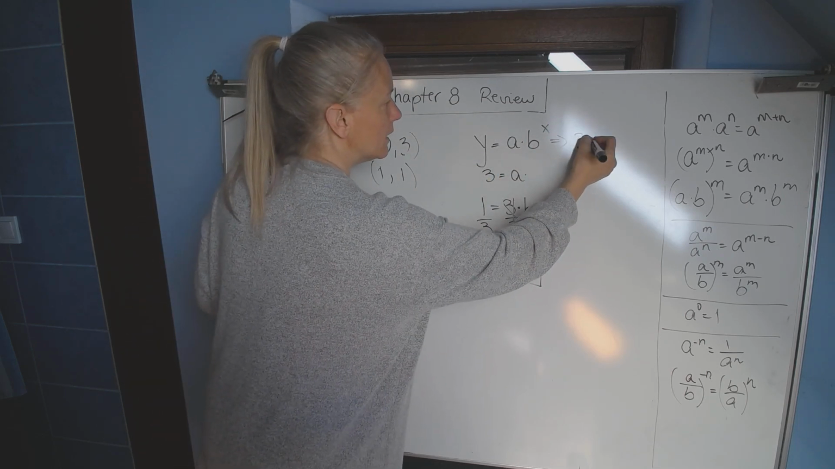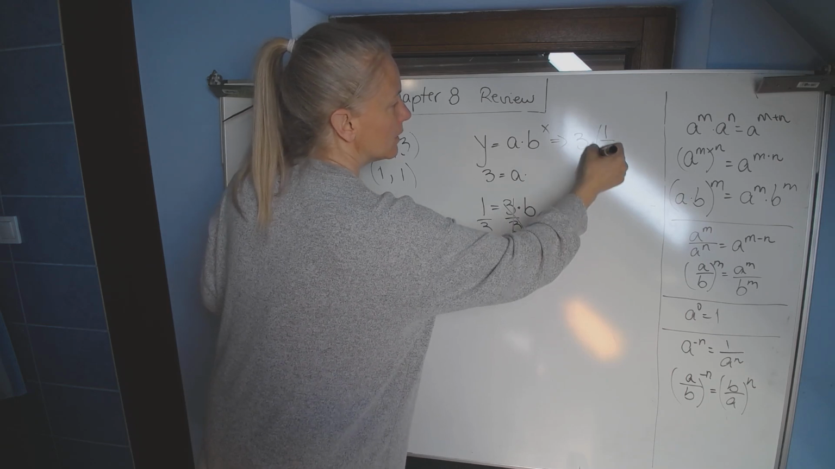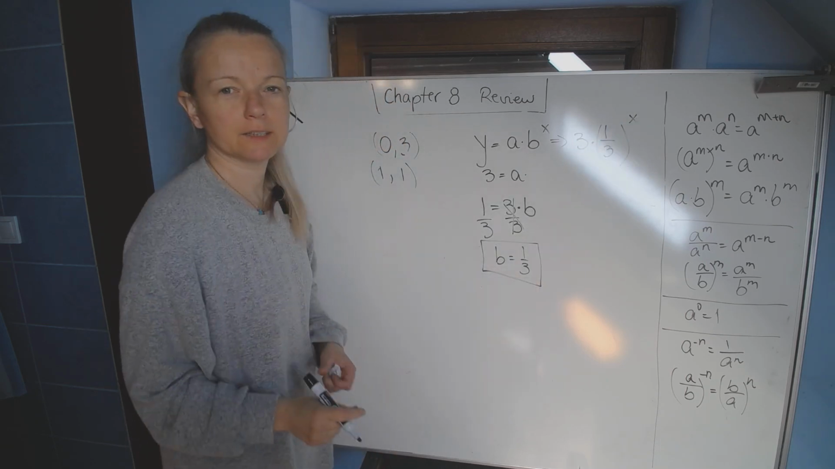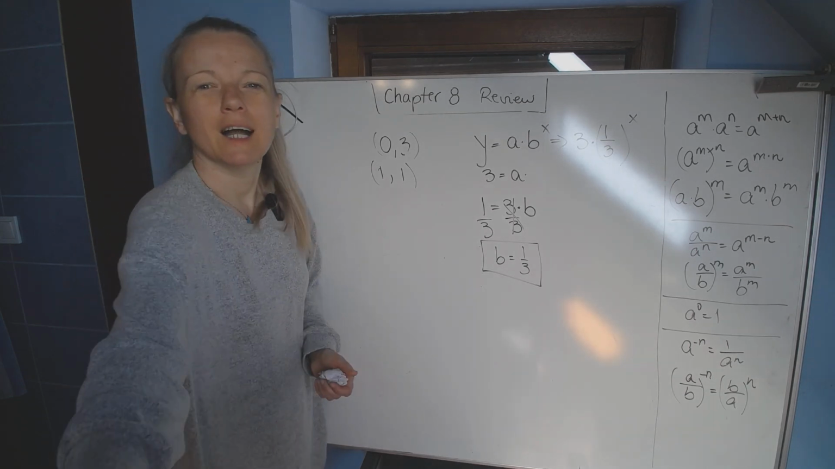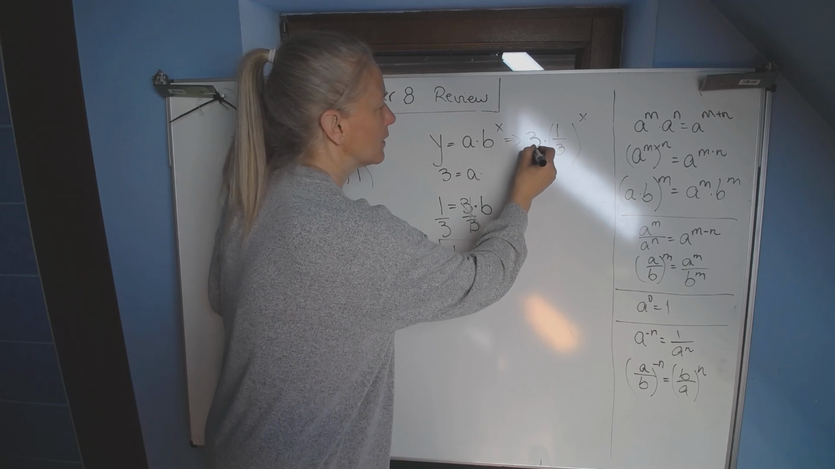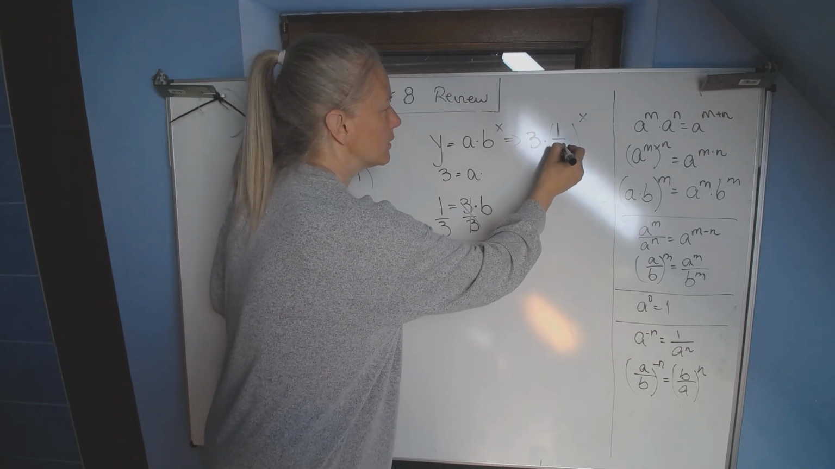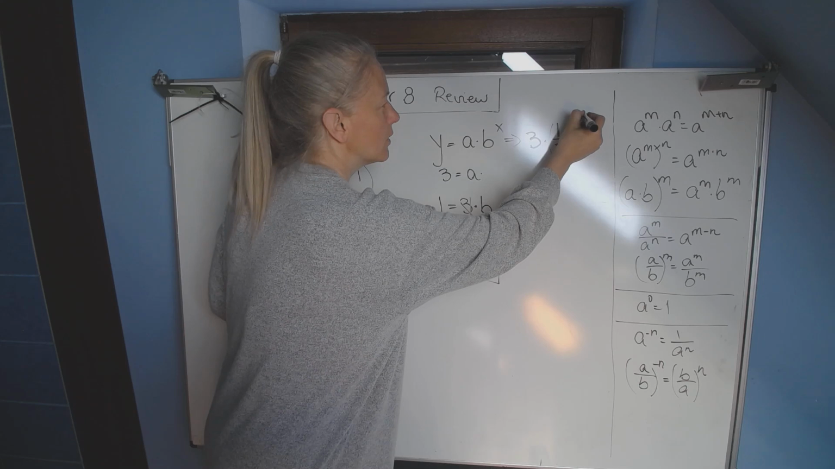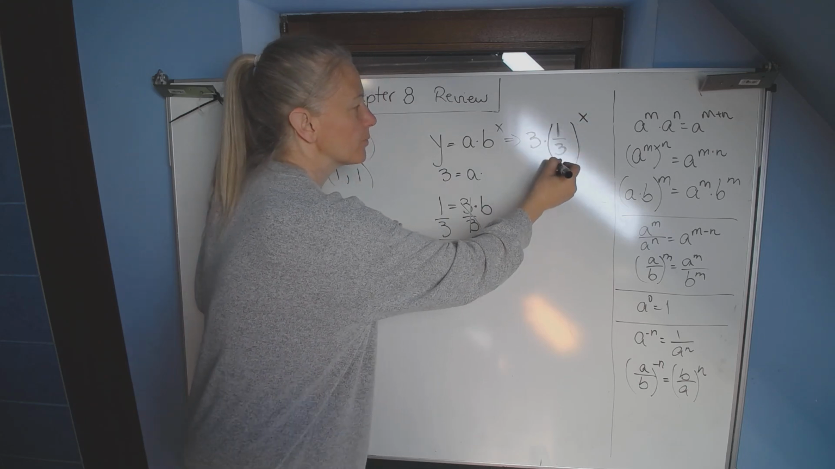A is 3 times B, which is 1/3, all of it to the x. And now I have my function. I know that the sun is really reflecting, so let me do a little bit of a better job of you seeing what I did here.